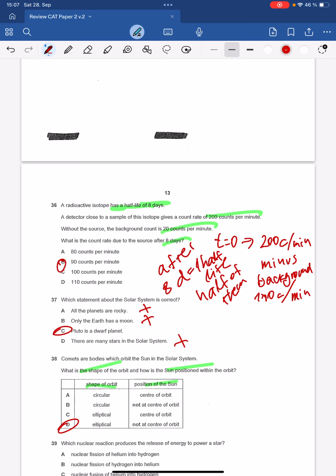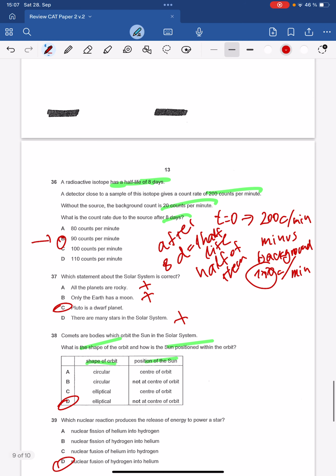The first thing we do is remove the background radiation, the background count. So we start at T0, we count 200 counts per minute, minus the background, that's 180. So we have really 180 counts per minute due to the source. After 8 days, that 180 is going to be reduced in half, okay? That's the definition of the half-life. So 180 divided by 2 is going to give us 90 counts per minute.